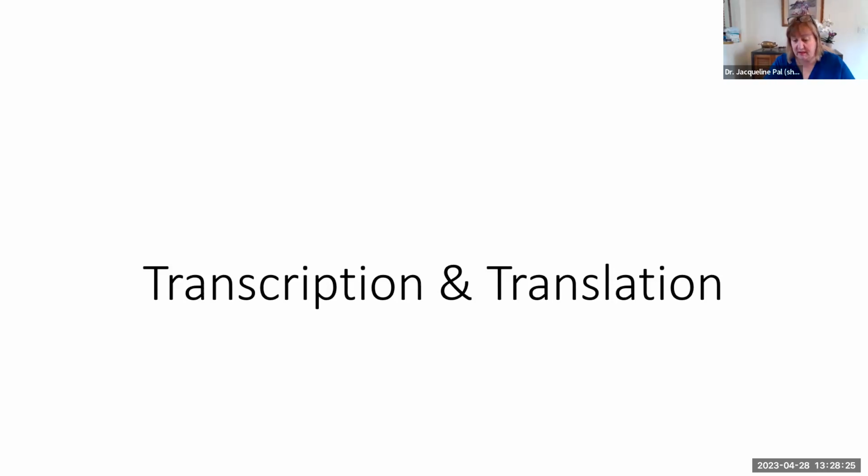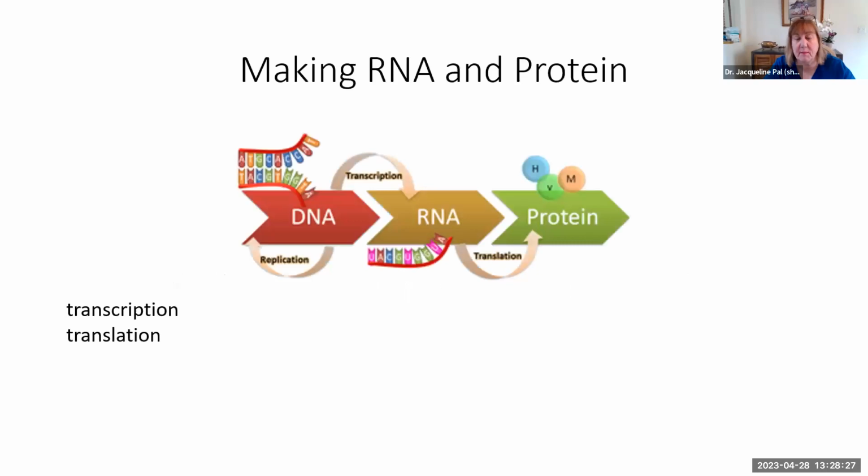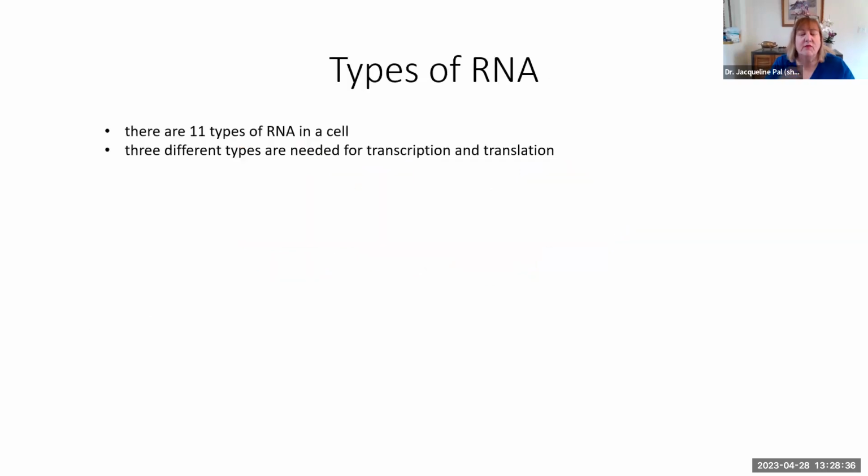Translation is one of the basic things a cell does all the time. For transcription and translation, basically, we're talking about making RNA and making proteins. So first, let me tell you about the different types of RNA. Even though you only know about a couple of them, there really are 11 different types of RNA. And we're going to talk about 3 of them in this class, although one of them you probably didn't even know had RNA in it.